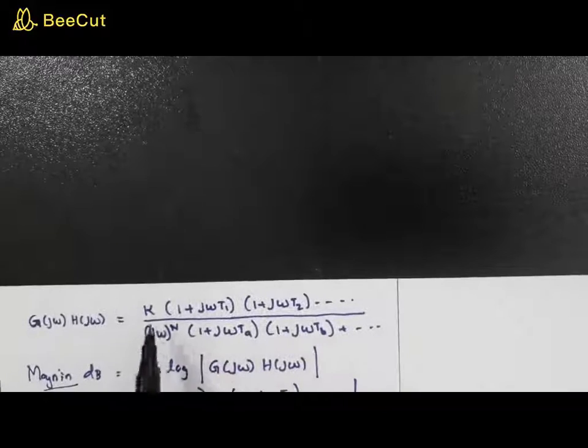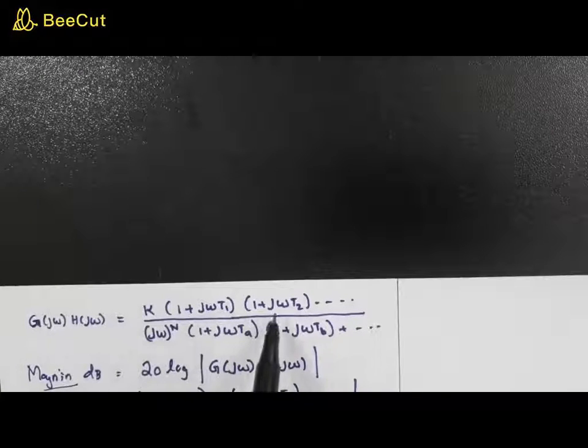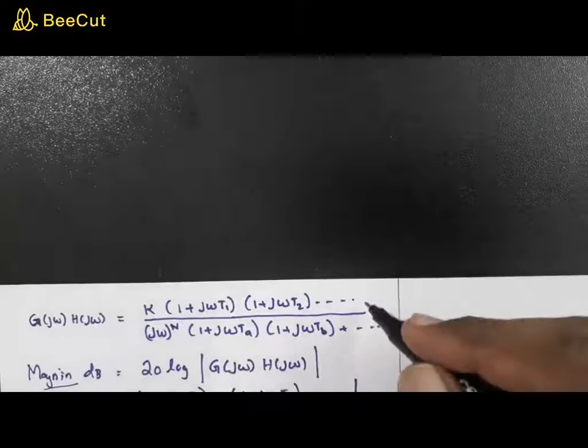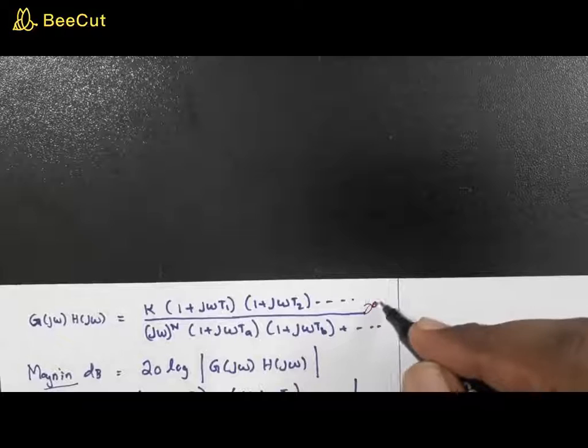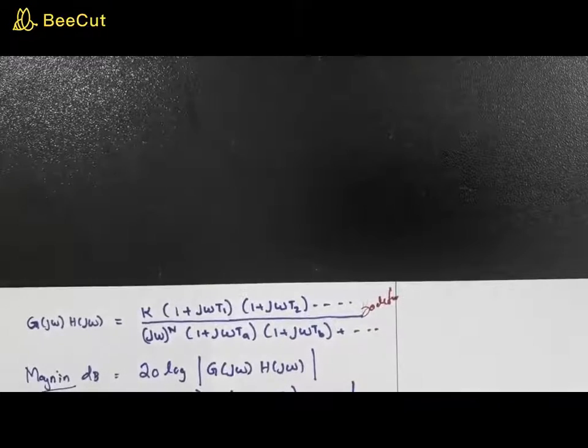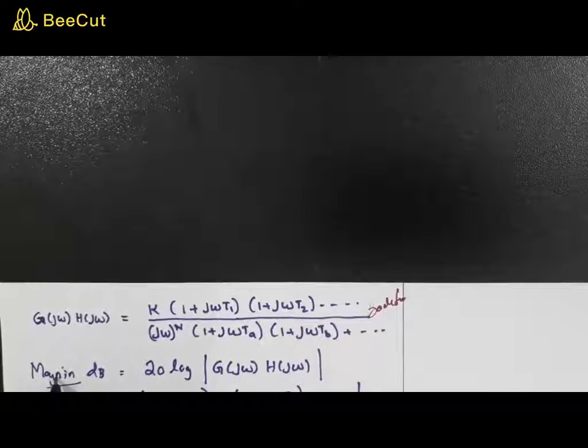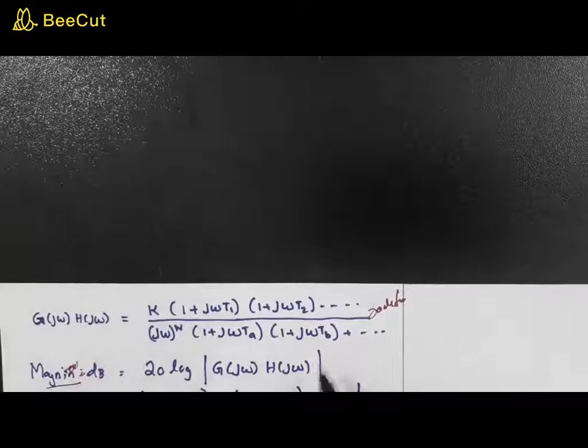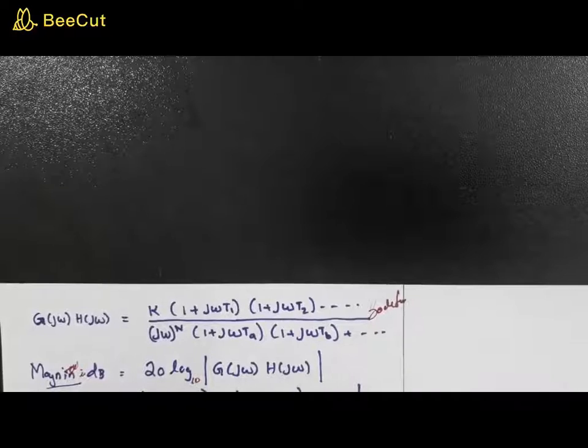So here is an open loop transfer function for you, that is, K into (1 plus j omega T1) into (1 plus j omega T2) by (j omega) raised to n. This is a Bode form, right? Now, how to represent the magnitude? This is the magnitude in decibel. It is 20 log to the base 10 of magnitude of G(j omega). Now, when you take the magnitude, that is 20 log of magnitude of this whole thing.